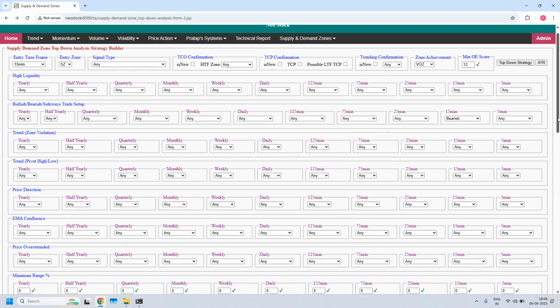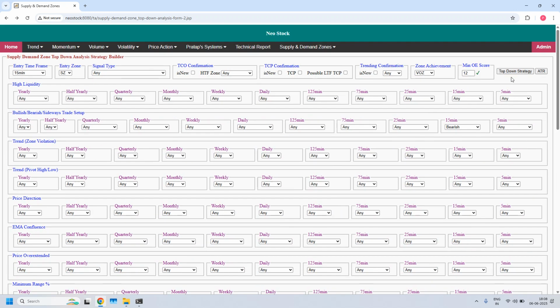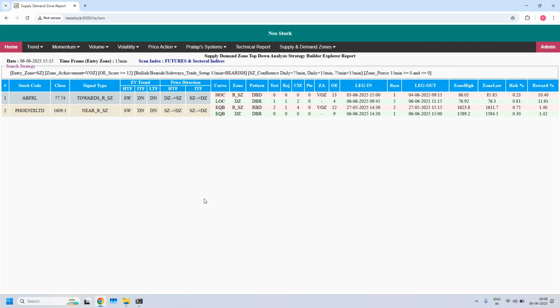I removed the EMA filter. In the supply zone confluence, 3 filters we have to set. First one is already enabled. Next, 15 minutes and daily, 75 minutes and daily supply zone confluence. With all the 3 filters, we got 2 stocks. In these 2 stocks, the 15-minute supply zones overlapped with the 75-minute supply zone. Both together again overlapped with the daily supply zone.